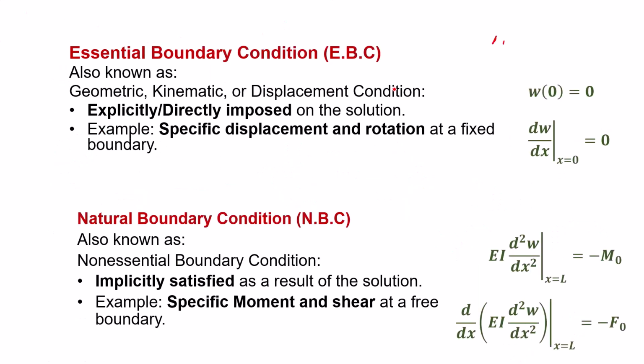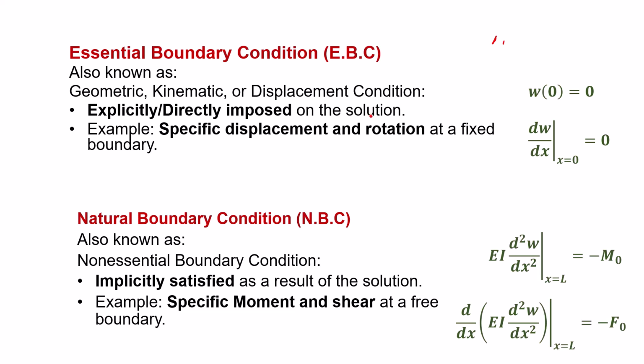Now let us talk about boundary conditions. For the beam equation, we have two types: essential boundary conditions, or EBCs, and natural boundary conditions, or NBCs. So we start first with essential boundary conditions. These are also called geometric, kinematic, or displacement conditions. These boundary conditions are explicitly imposed on the solution.